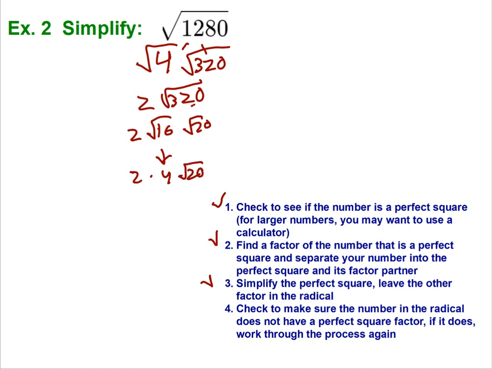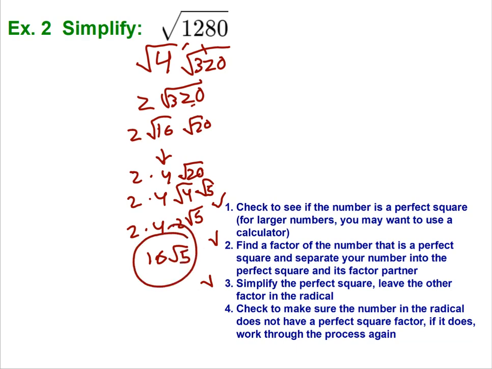All right, I got to look at that 20. Yeah, there's a perfect square that goes into 20. 20 is 4 times 5. Square root of 4 is 2 again, so I got 2 times 4 times 2 times the square root of 5. And then if I work that out, 2 times 4 is 8, times 2 is 16, so this is 16 root 5. All right, and that's my answer. That was a whole lot of work that I could have done a lot easier. I found the smallest perfect square that goes into 1,280. My life would have been a whole lot easier if I found the biggest perfect square that goes into 1,280.